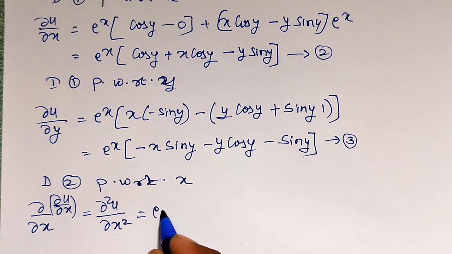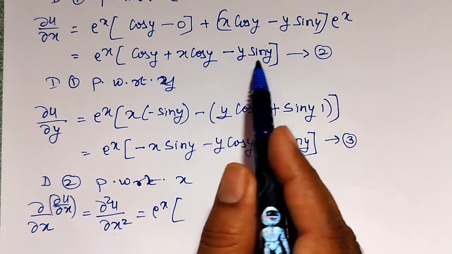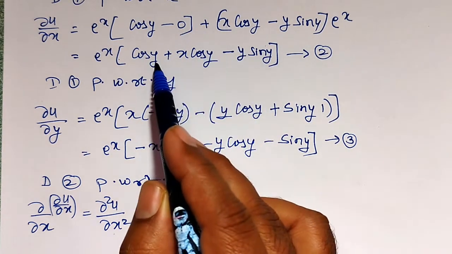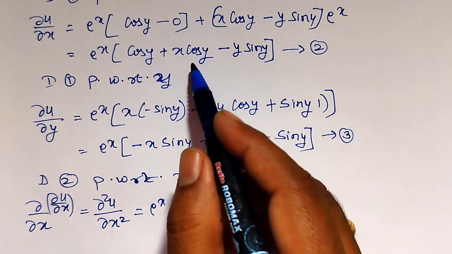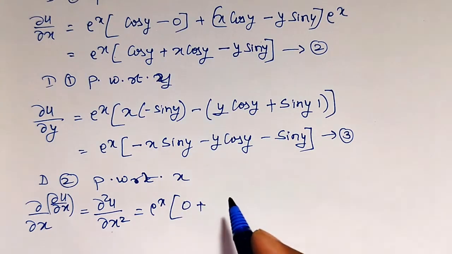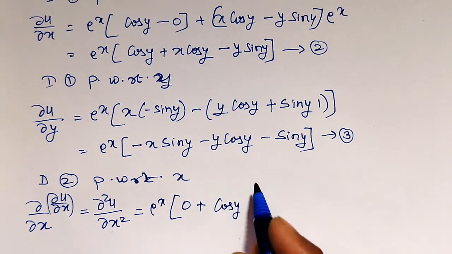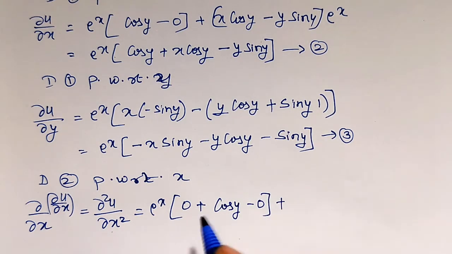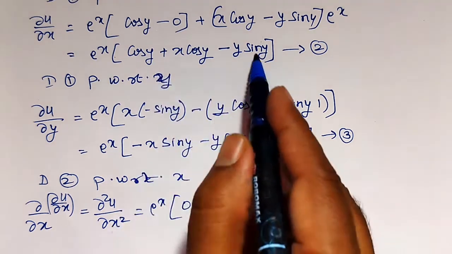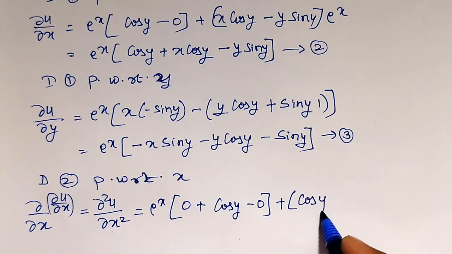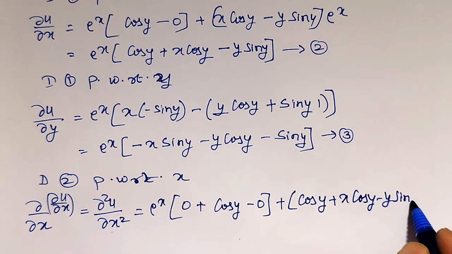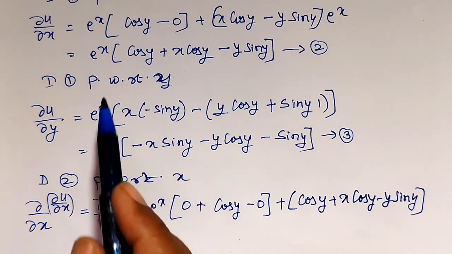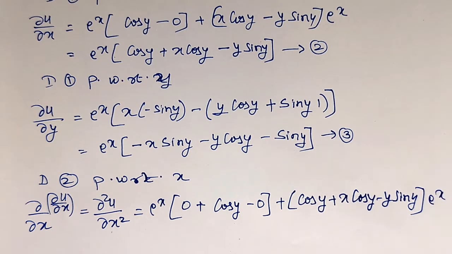Therefore, e raised to x into the differentiation of this side, inside a bracket, partially with respect to x. Cos y is there, therefore it is 0, plus x into cos y is there, its differential will become cos y into 1, and this is 0 minus 0. But applying the product rule, first term as it is, cos y plus x cos y minus y sin y, into the differentiation of e raised to x, which is e raised to x.